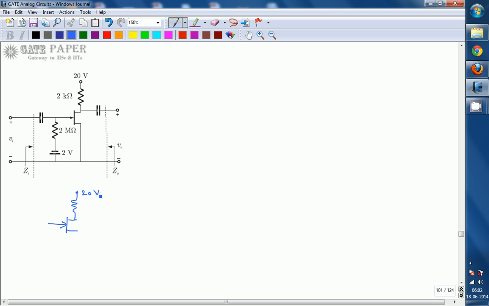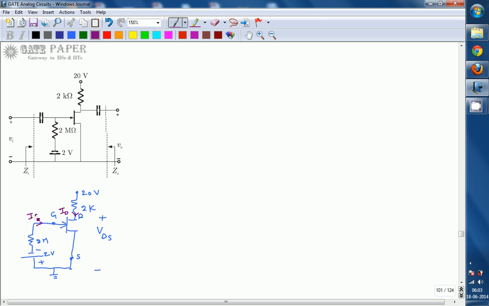This is 20 volts and it is 2 kilo ohms, and next this is connected to ground, and here it is 2 mega ohm, and this is 2 volts, minus plus. Now identify the terminals. This is the gate terminal, this is the drain terminal, and this is the source terminal. We are going to calculate VDS, the voltage across drain to source, and ID, the current flowing through the drain.